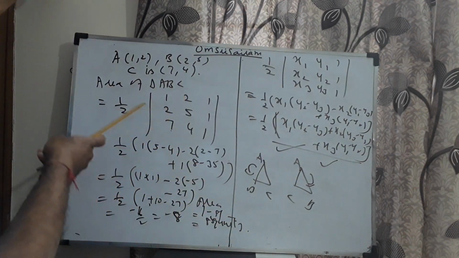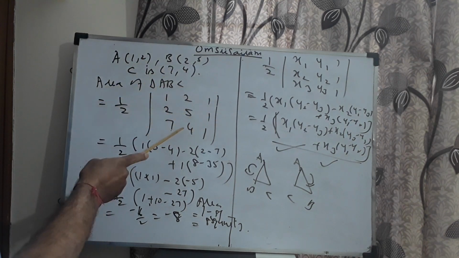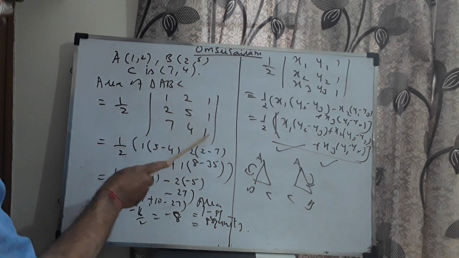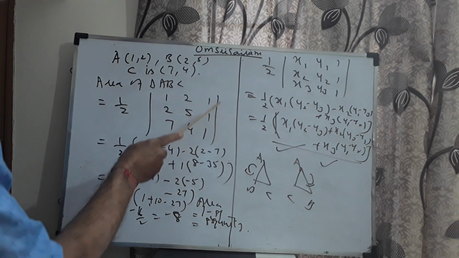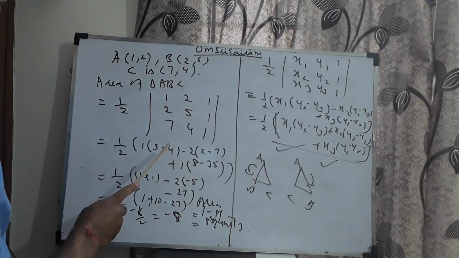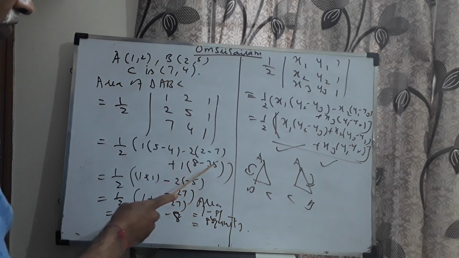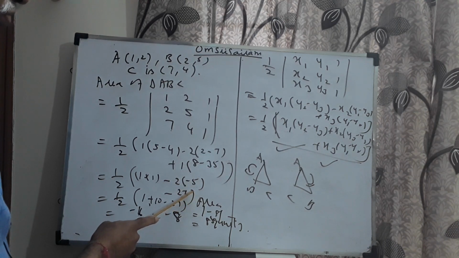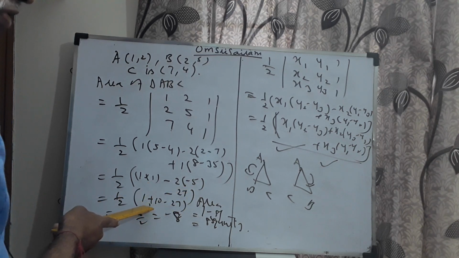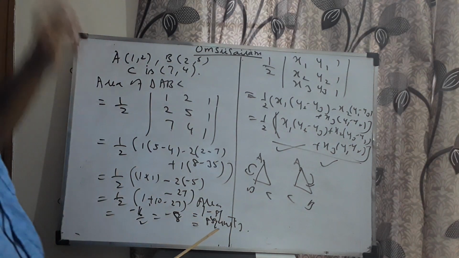Area of triangle ABC here is half into the determinant: first row 1, 2, 1, second row 2, 5, 1, third row 7, 4, 1. 1 into 5 minus 4, minus 2 into 2 minus 7, plus 1 into 8 minus 35. Half into 1 into 1, this is minus 2 into minus 5, plus 1 into minus 27. 1 plus 10, 27 minus 11 is nothing but 16. Therefore, I get minus 16 by 2. I take the modulus sign. Final answer is 8 square units.